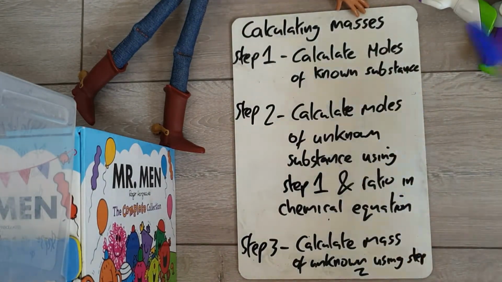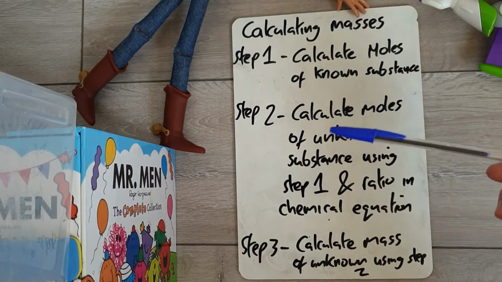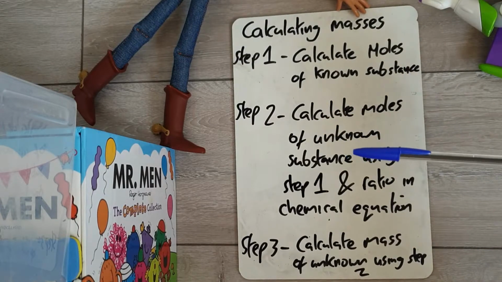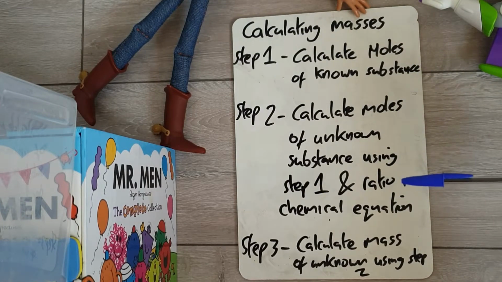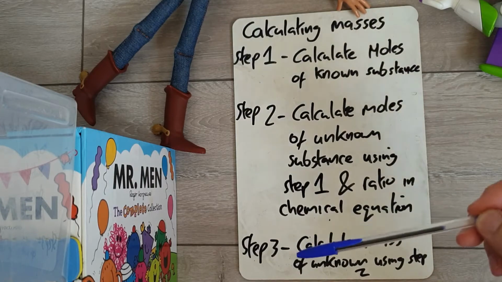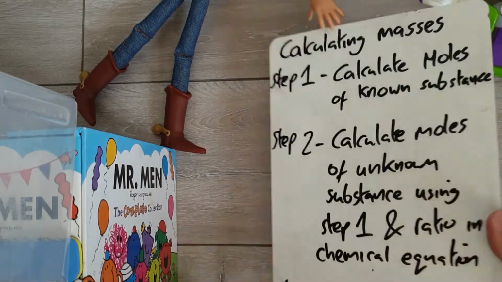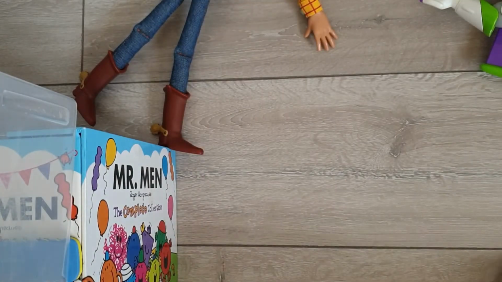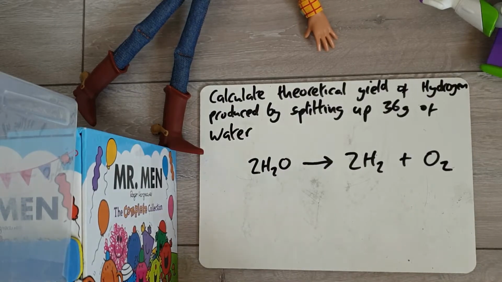So calculating masses. Step 1, calculate the moles of the known substance. Step 2, calculate the moles of the unknown substance using your answer to step 1 and the ratio in the chemical equation. And step 3, calculate the mass of the unknown substance using step 2. So we'll go back. I'll put that back a couple more times in a second. But first of all, we're looking at this, and the first thing you need to answer is which is the known substance and which is the unknown substance.